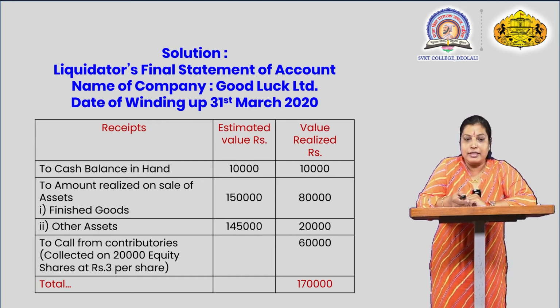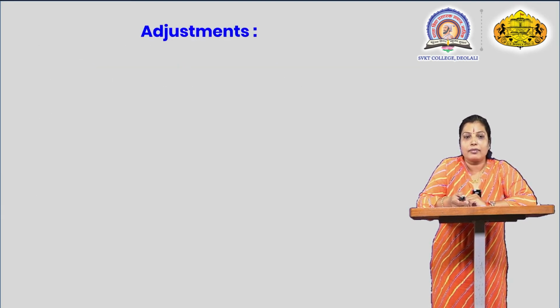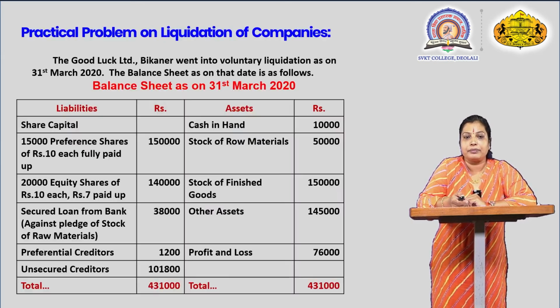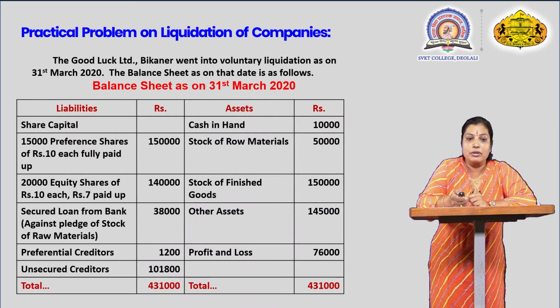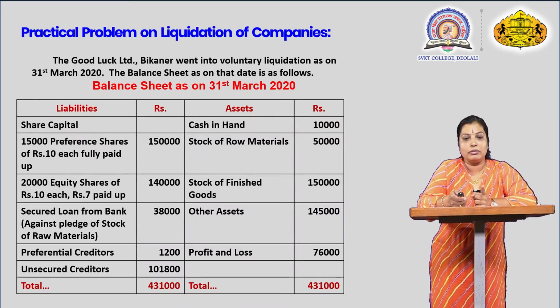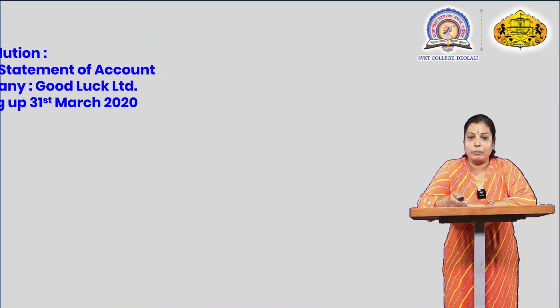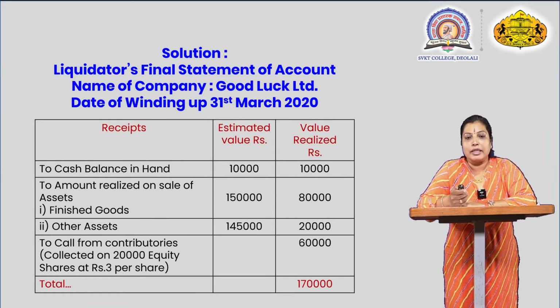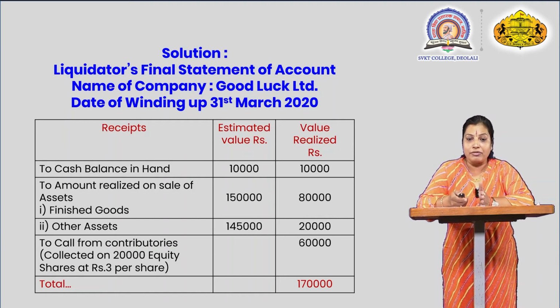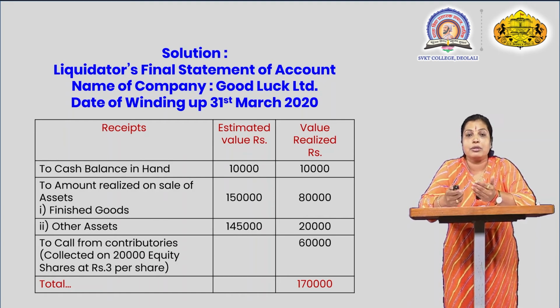We can see the balance sheet first. This is the balance sheet. The first is cash in hand, then stock of raw material. But the stock of raw material was taken as a loan from the bank, rupees 38,000. After that, the assets realized: cash in hand is first, second is stock of raw material, which is the loan from the bank, and finished goods, the estimated value in the balance sheet 1,50,000 and the value realized is only rupees 80,000. That is the realized amount.